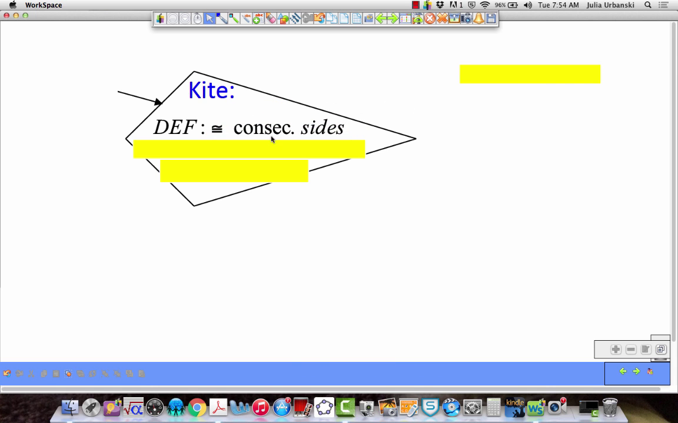Good. Congruent consecutive sides. Both times it has to be true. Meaning the sides next to each other. These two are equal and these two are equal, not across from each other. If opposite sides are congruent, it's automatically a parallelogram. This is not a parallelogram.